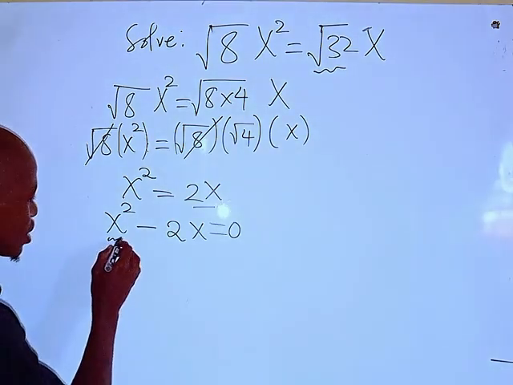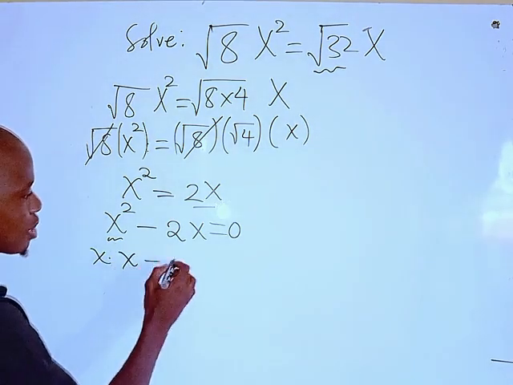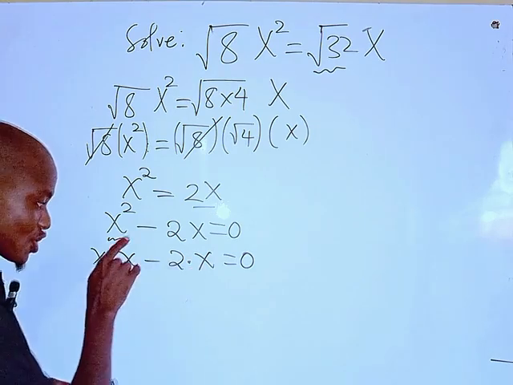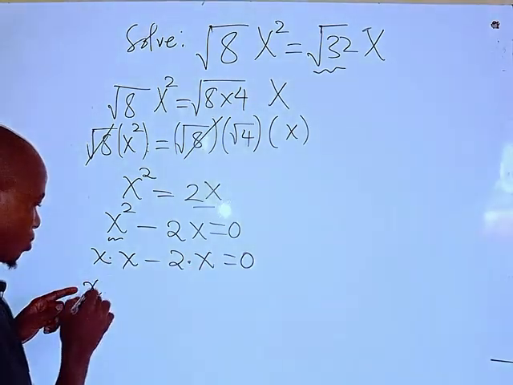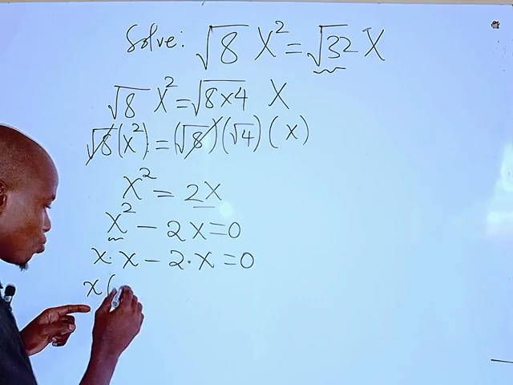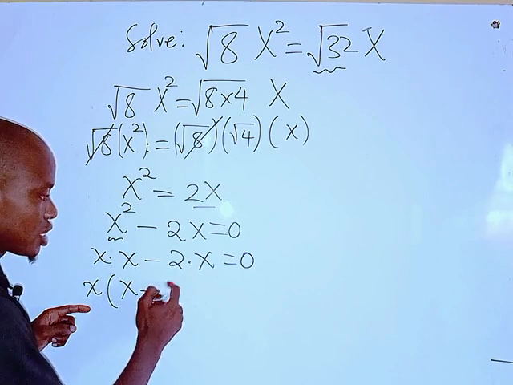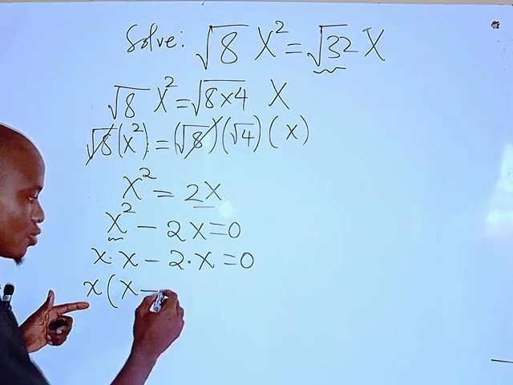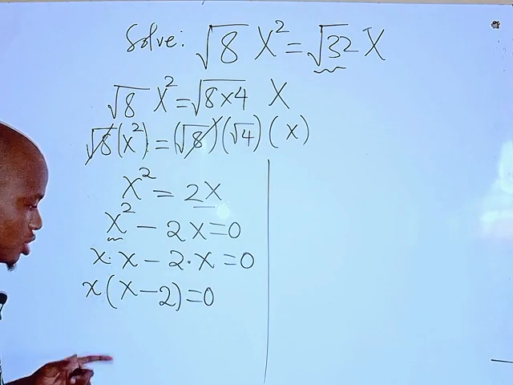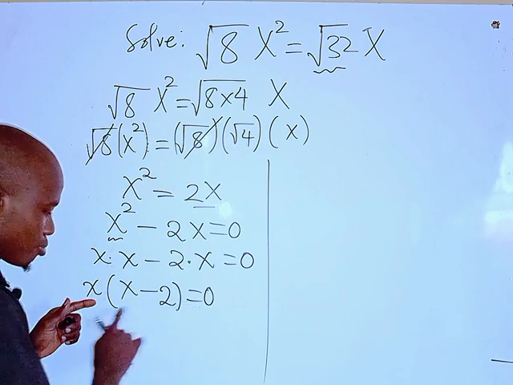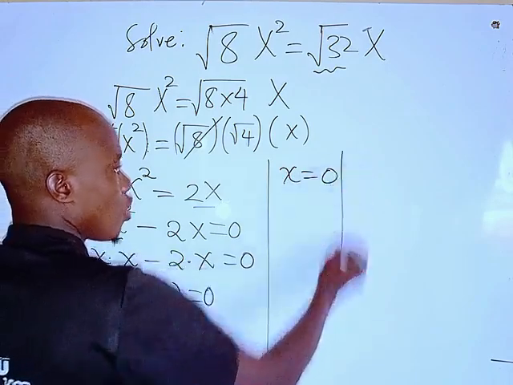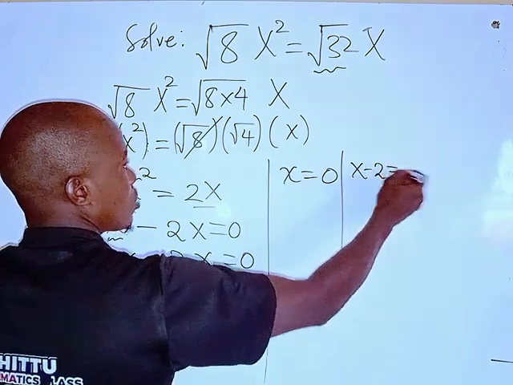So from here, you know that this x squared can be split as x times x, minus 2 times x, which is equal to 0. Now we can see that the x here is common. Taking one x out, x times x divided by x, you're going to have x left, and 2x divided by x, we're going to be left with 2, then equals 0. So now this is a zero-form equation. So it is either x equals 0 or x minus 2 equals 0.